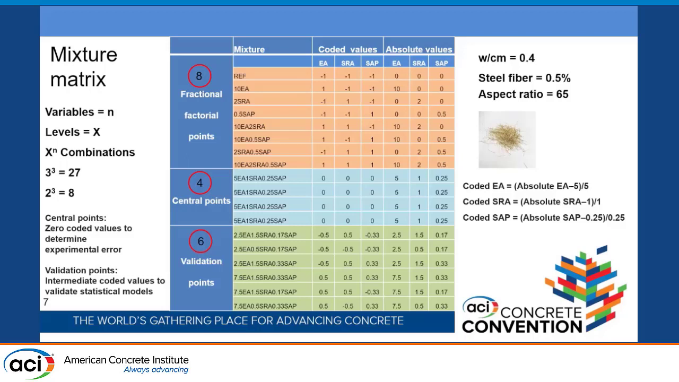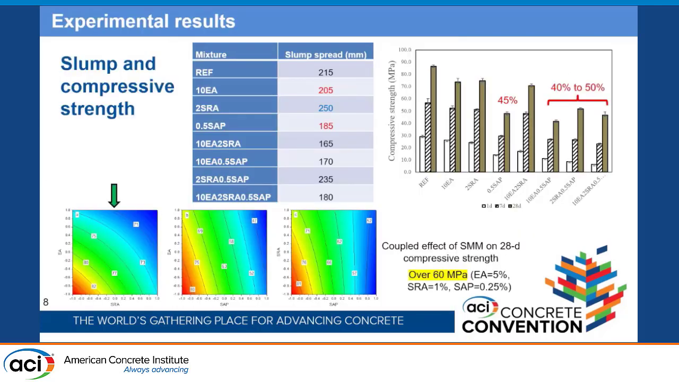Also, we need to validate the models, using validation points, which are designed based on intermediate values of the variables. I had 6 of them. Overall, 18 mixtures instead of 27, which reduces the time and cost and makes the experiment easier.